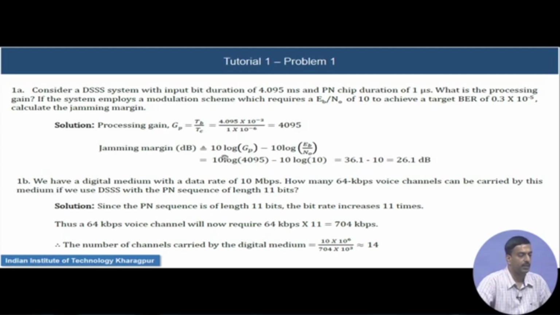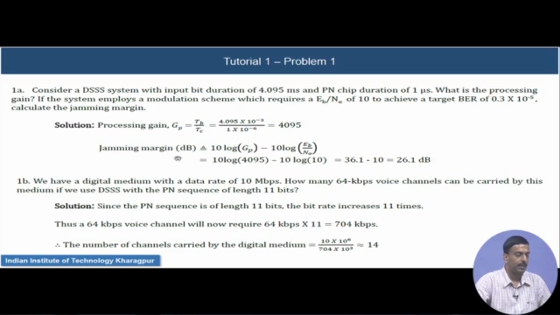Again, jamming margin by definition is the ratio of processing gain to the Eb by N0 ratio, and in dB terms it is the difference between these two quantities. And since we are given the data corresponding to Eb by N0 ratio for a target bit error rate, we merely substitute the value over here and the value of GP as obtained in the previous step in order to calculate the jamming margin in dB units.